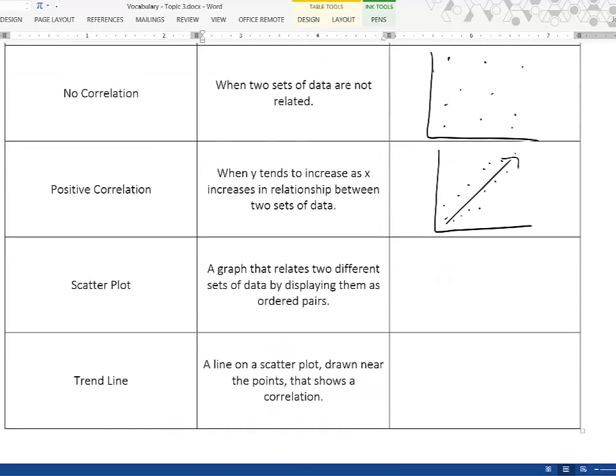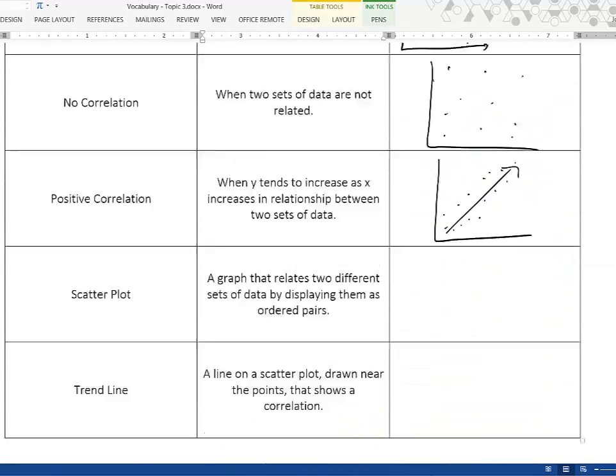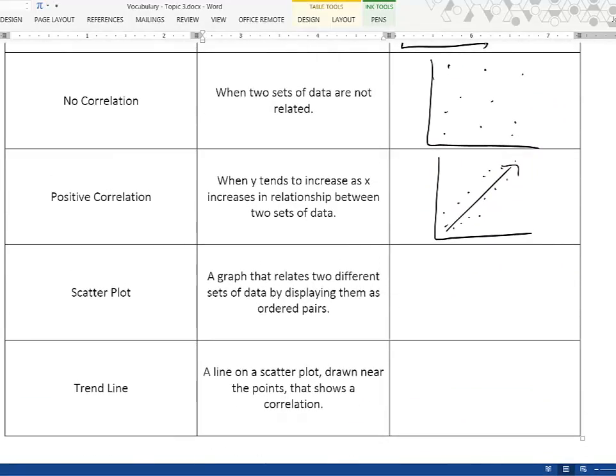Scatter plot: a graph that relates two different sets of data by displaying them as ordered pairs. So what we've been doing this entire time have been scatter plots. There's no use for an example there because we've been doing examples. Now, a trend line is a line on a scatter plot drawn near the points that show a correlation.